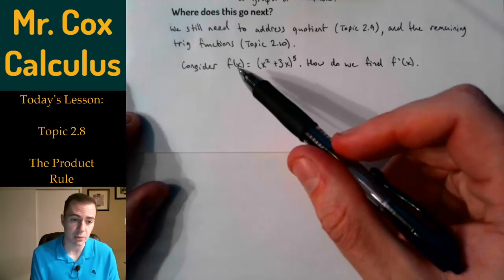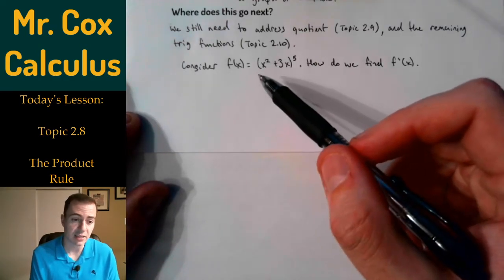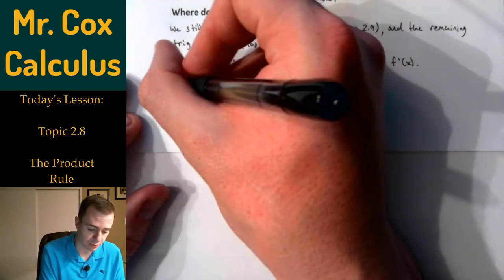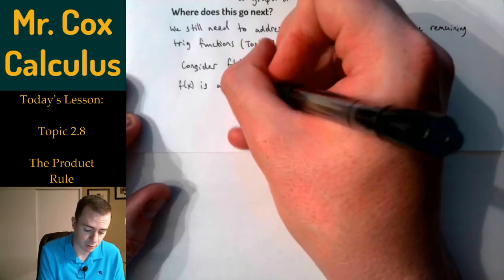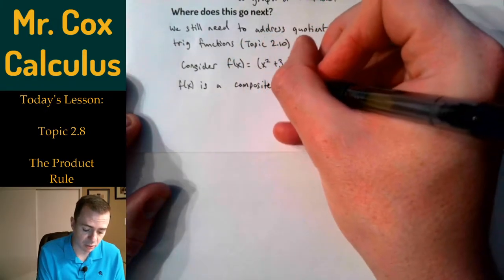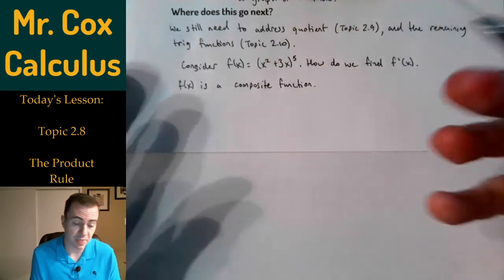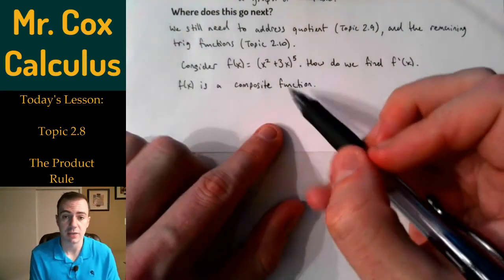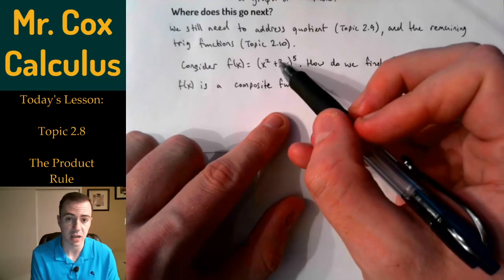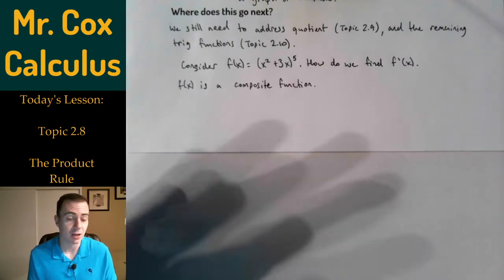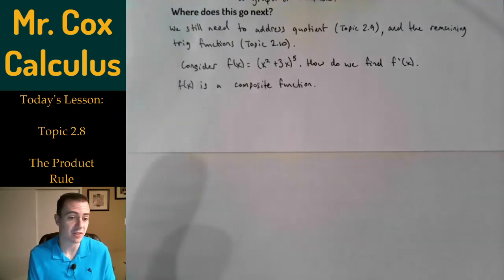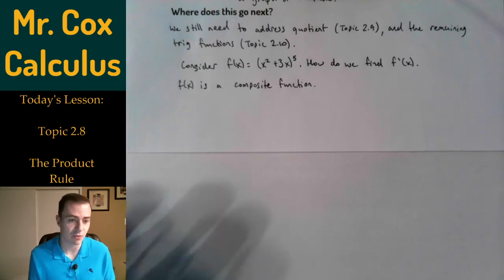Well, what f of x really is, is what we call a composite function. A composite function is a function that acts on another function. In fact, what this is a composition of is the function x squared plus 3x, but that function is being raised to the fifth power. So it's a fifth power function being applied to the function x squared plus 3x. So it's a composition of two functions.